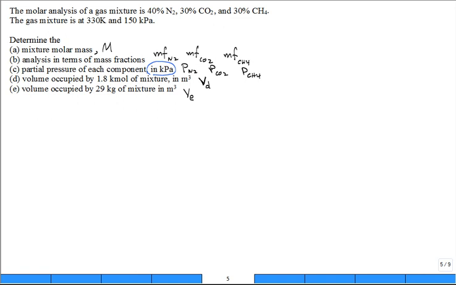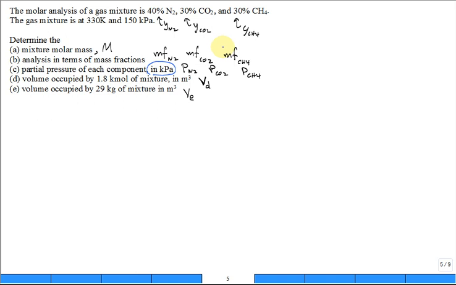All right, how do we answer the question for the mixture molar mass? Well, we're given y of N2, y of CO2, and y of CH4.